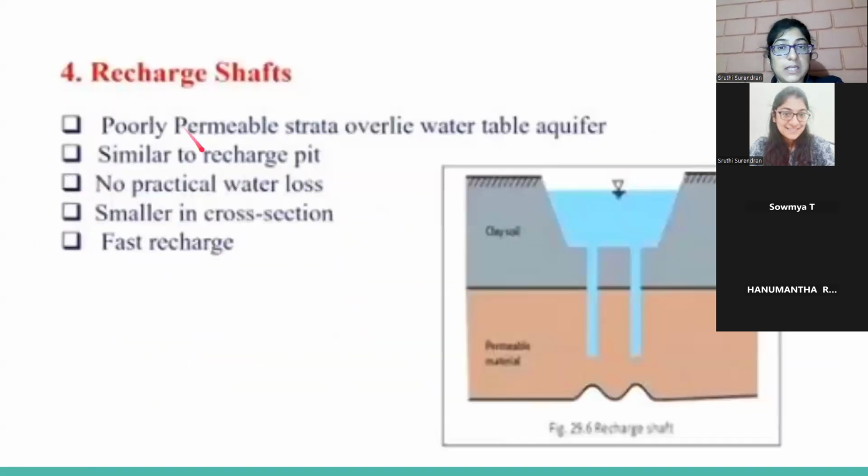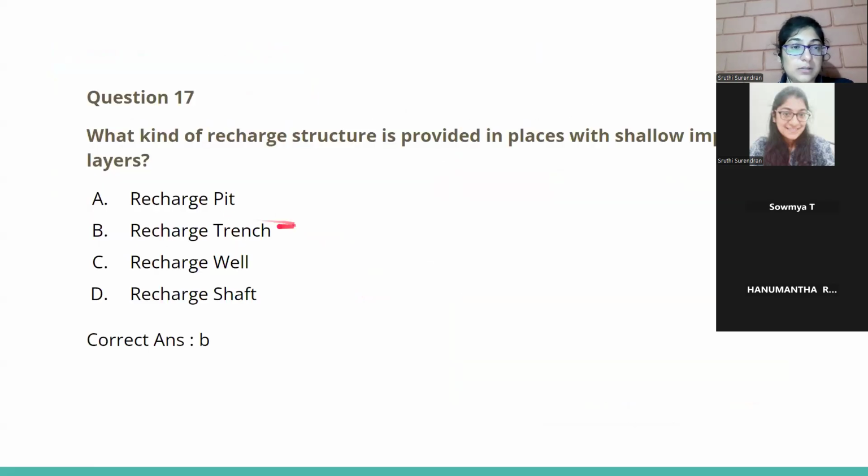well. Then recharge shaft, we had earlier looked at the pits and shafts where the impervious layers are at shallow depth. While digging, if you encounter an impervious layer at shallow depths, then pits and shafts can be constructed for that. Also for poorly permeable strata overlying water table aquifers, in such places also recharge shafts can be constructed. So here, for places with shallow impervious layers, particularly where the upper layer is very impervious, a recharge trench can be constructed in such areas.